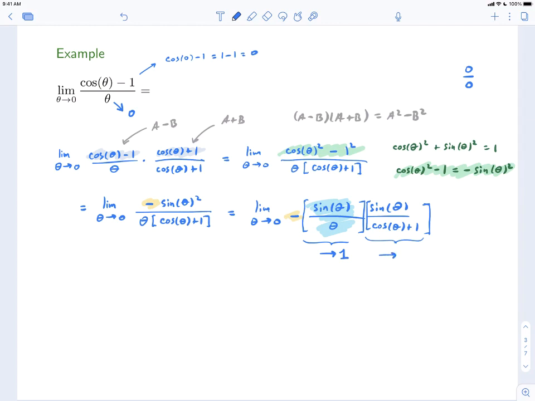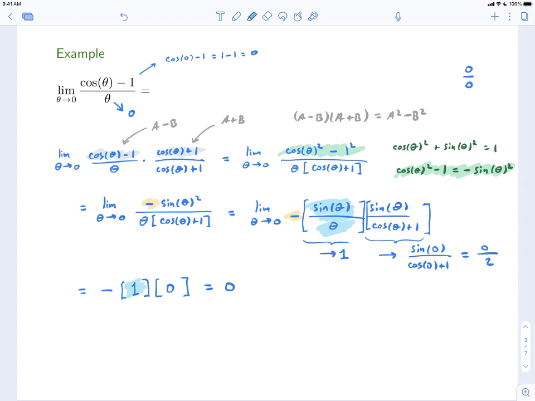So this is just going to go to sine of 0 divided by cosine of 0 plus 1. But that's just 0 over 1 plus 1, which is 2. Of course, that's 0. So we end up with the opposite of 1 times 0, which of course is 0.